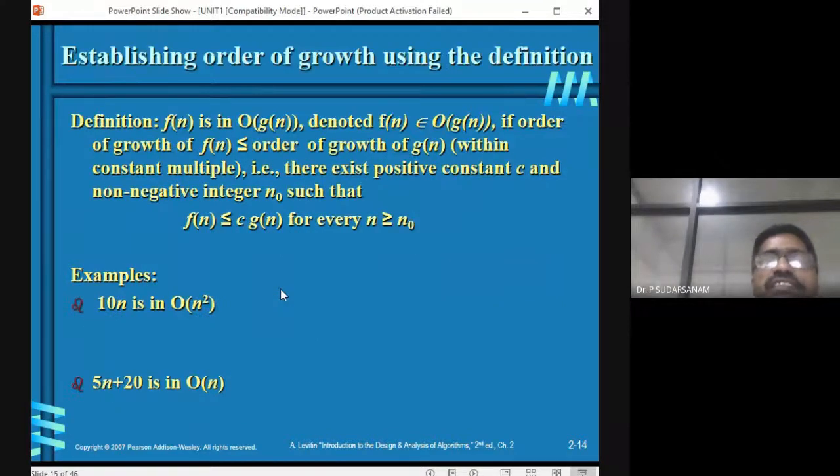The first definition is nothing but what we have written a bit differently. If f of n is a function in order of G of n, that will be denoted by f of n belongs to order of G of n. These are mathematical definitions only. Yesterday, whatever we have done, similarly, if order of growth of f of n is less than or equal to order of growth of G of n, that is nothing but with constant multiples of G of n. There exist a positive constant C and non-negative integer n naught such that f of n is less than or equal to C into G of n, for n greater than or equal to n naught.